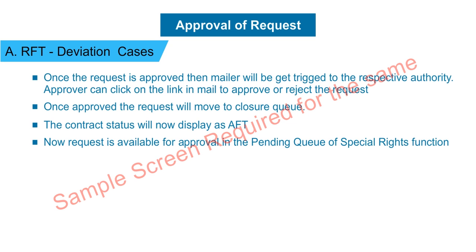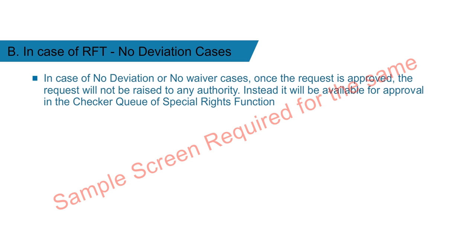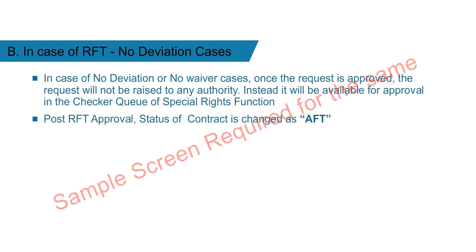Now, the request is available for approval in the pending queue of the special rights function. In case of RFT, no deviation cases. In case of no deviation or no waiver cases, once the request is approved, the request will not be raised to any authority. Instead, it will be available for approval in the checker queue of the special rights function. Post RFT approval, the status of the contract is changed to AFT.